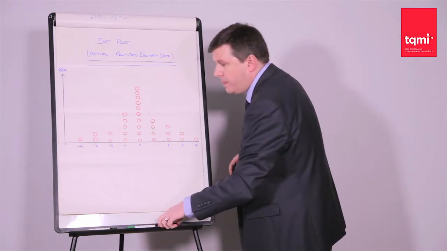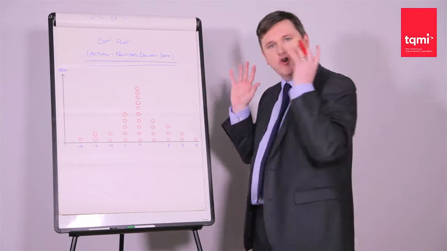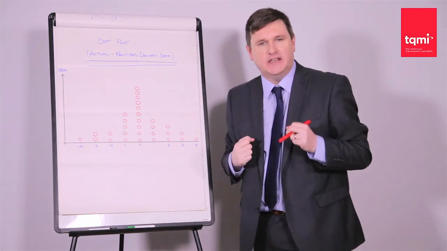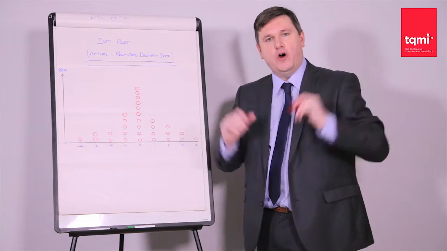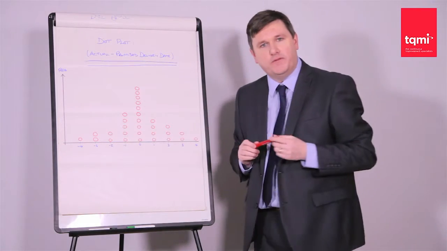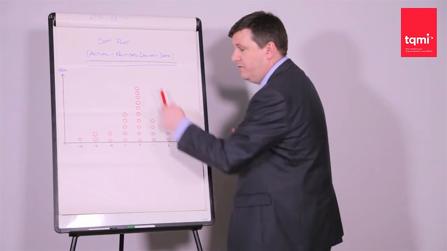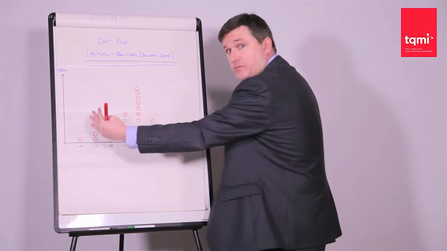So to review, a dot plot is a great visual illustrative way of taking a huge amount of data and putting it up on a graph so you can see how you're performing against your customer's target and also how you're performing from an average and a spread point of view.